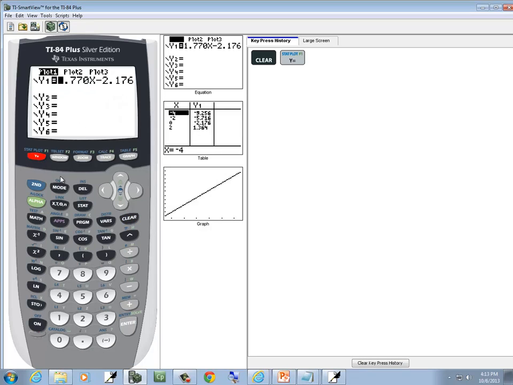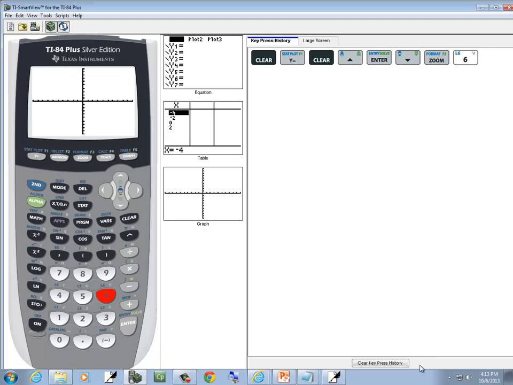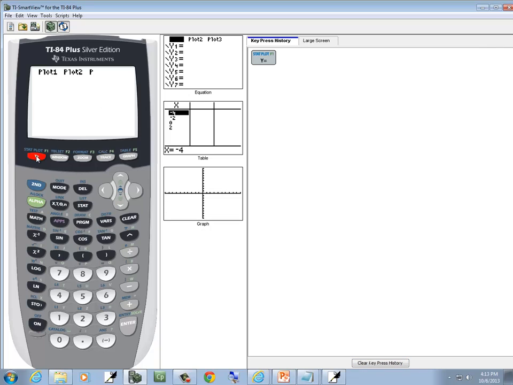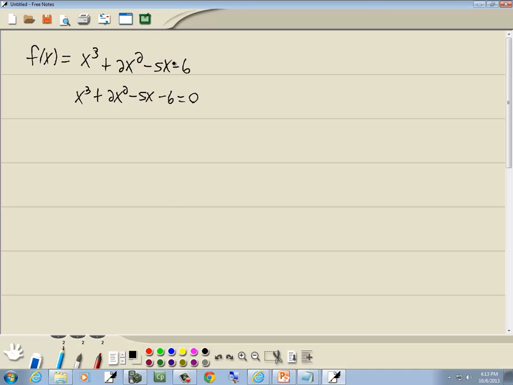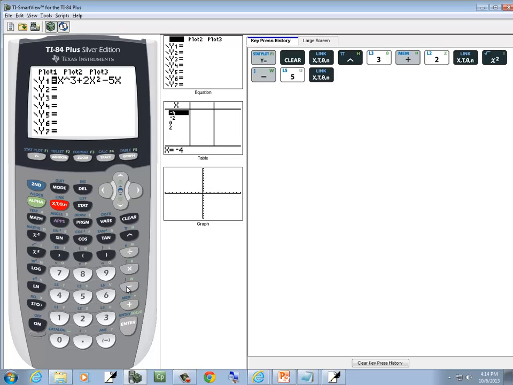I'm going to press y equals. Ignore this part. I'm going to shut off the statistic part I was working with earlier. Okay, so go to your y equals, clear, and we'll have x to the third. So I do x caret 3. Remember, if you got one of the newer TI-84s, you have to do a right arrow key to get it out of exponent mode. Plus 2x squared minus 5x minus 6. And we'll down arrow to y2 and put a 0 there.